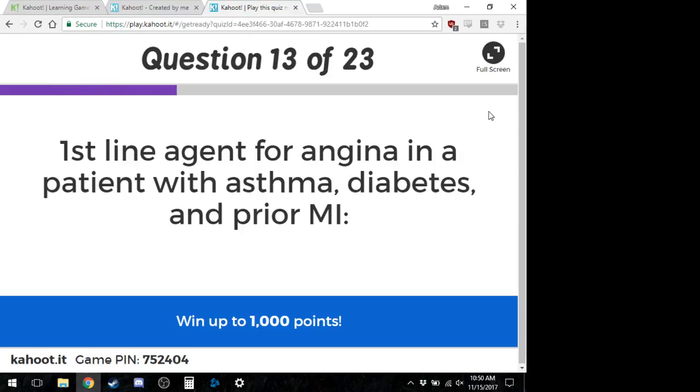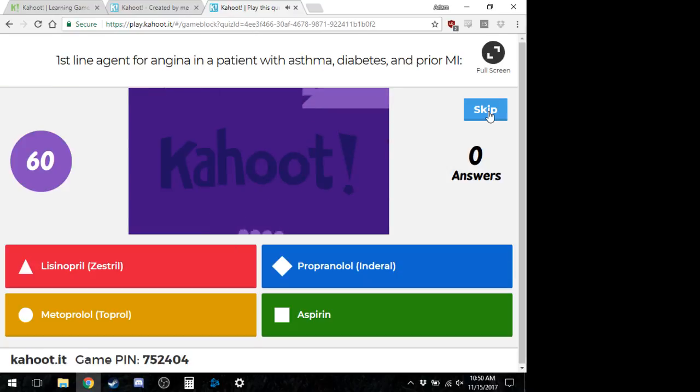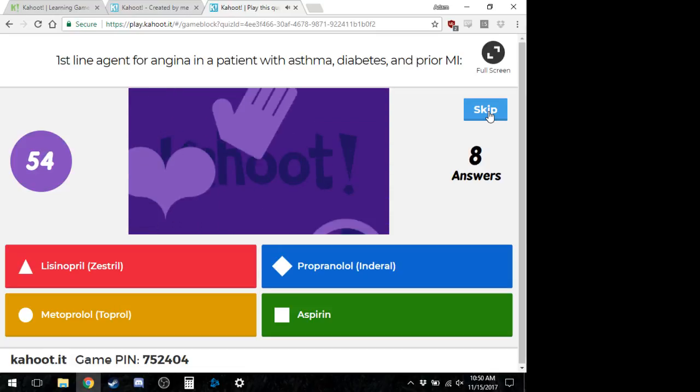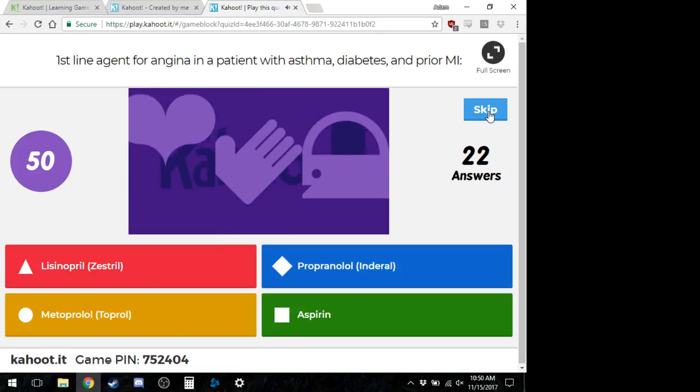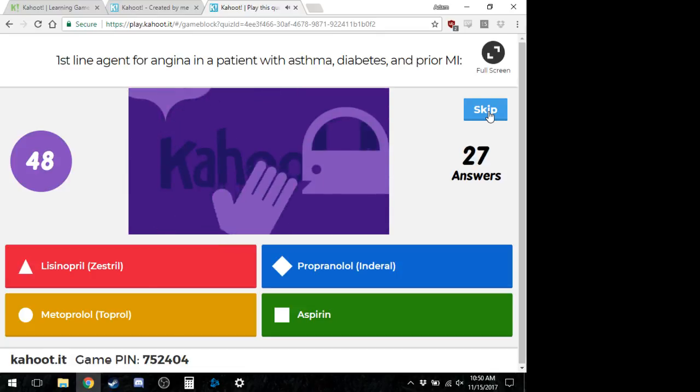First-line agent for angina in a patient with asthma, diabetes, and prior MI. This would be for control and prevention of anginal symptoms.